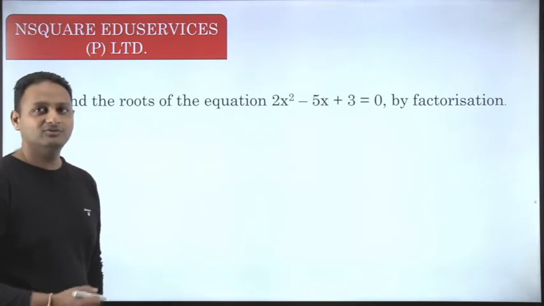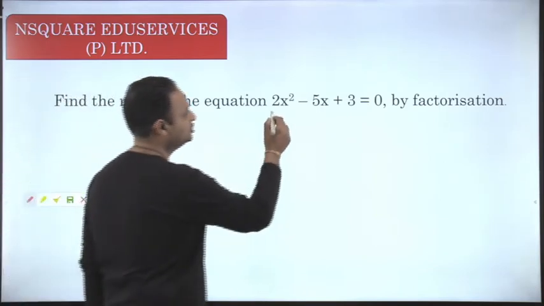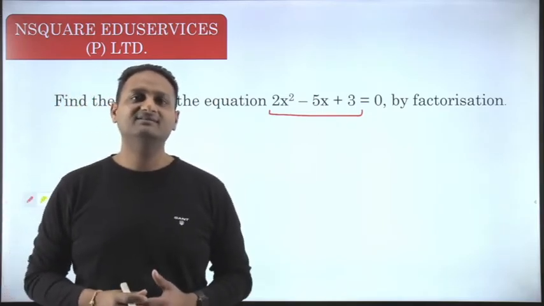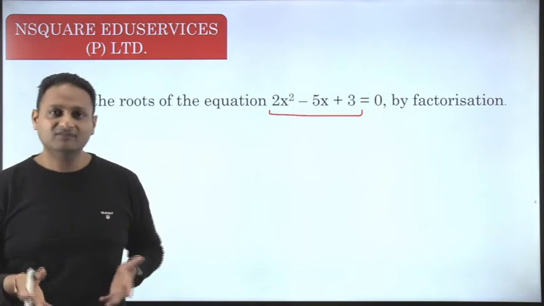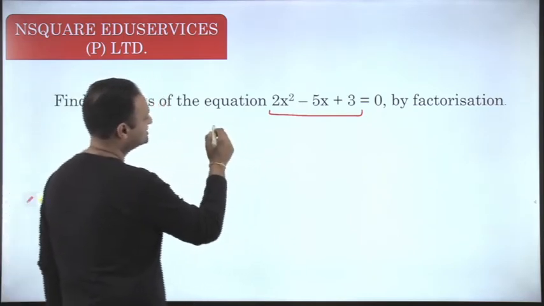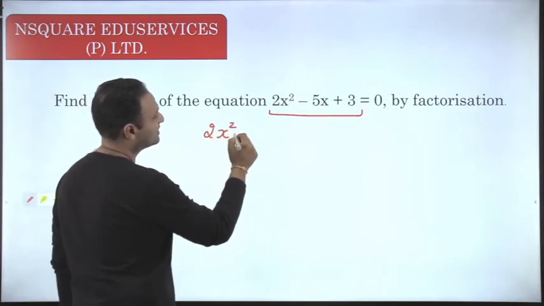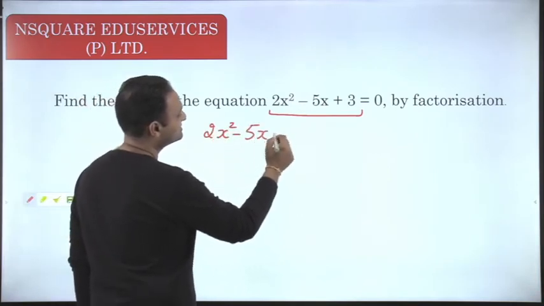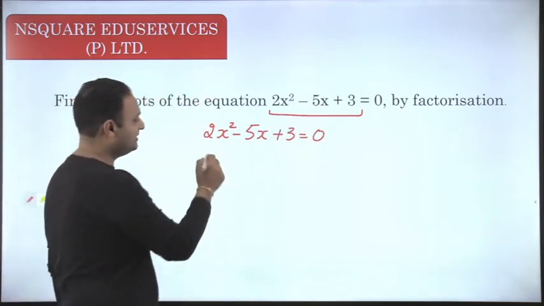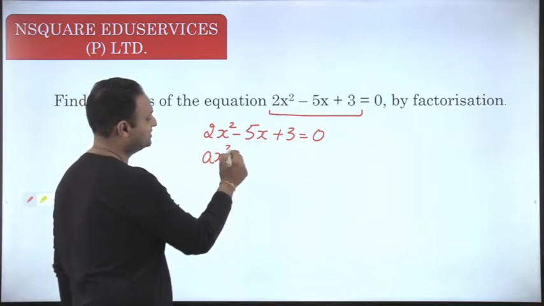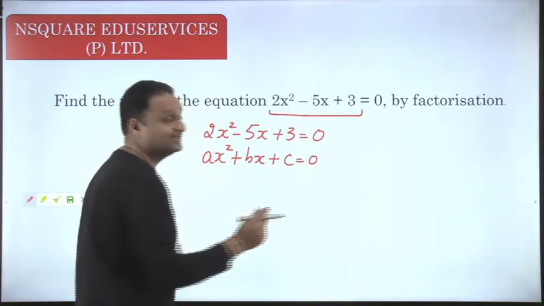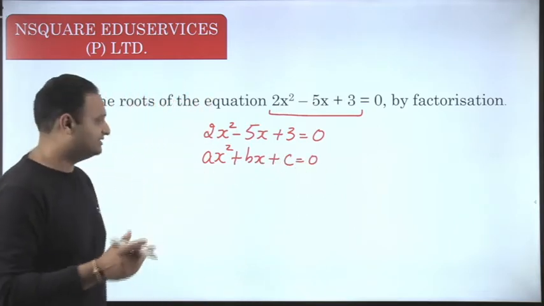So for that, first I will take you through how we can factorize 2x² - 5x + 3. I guess most of you are familiar with the splitting method of factorization. So I'll guide you through that once again. So we have 2x² - 5x + 3 = 0. If we compare it with ax² + bx + c = 0, that is the standard form of a quadratic equation, by the way.